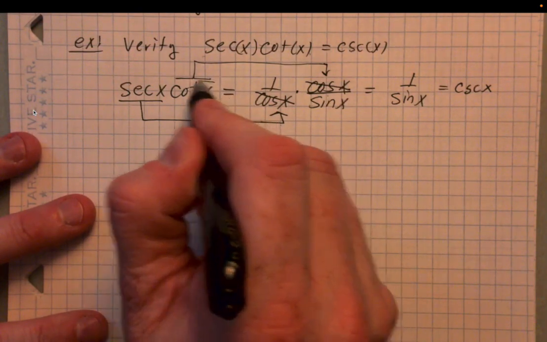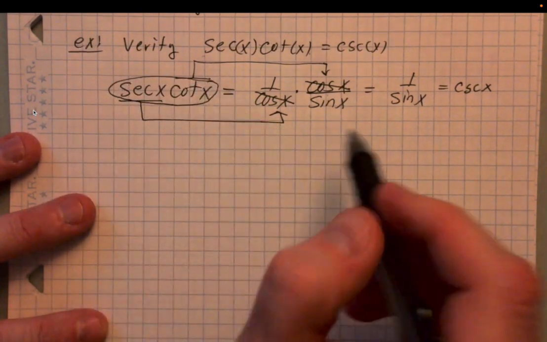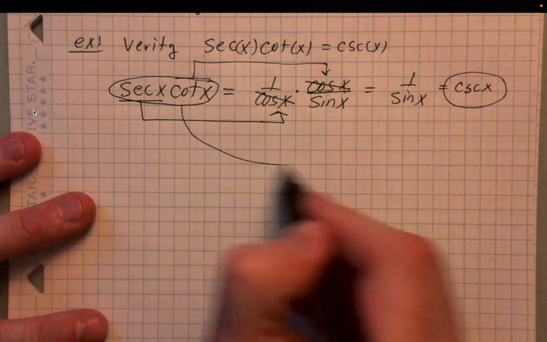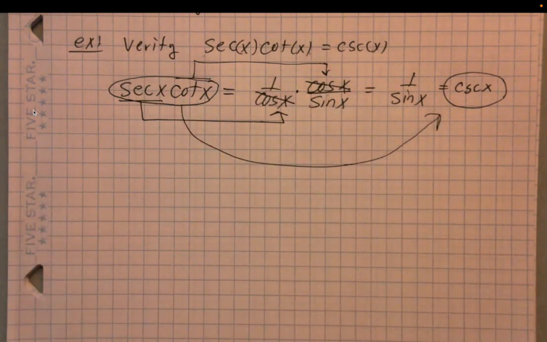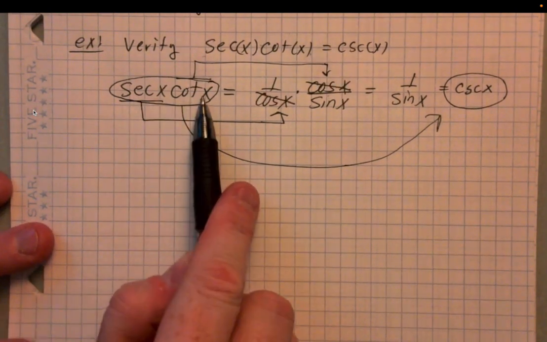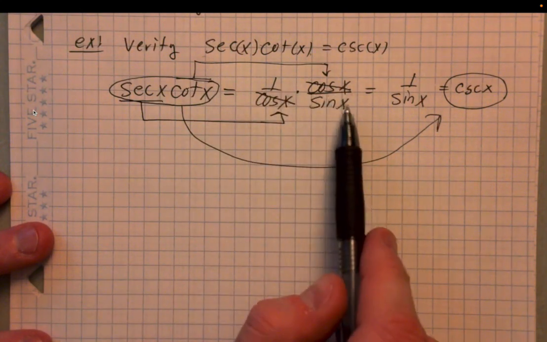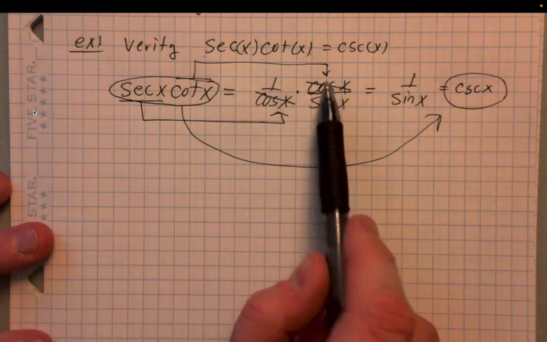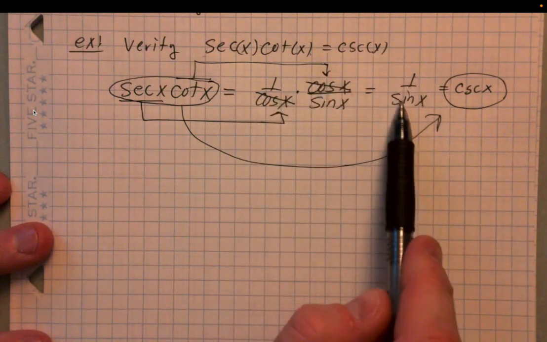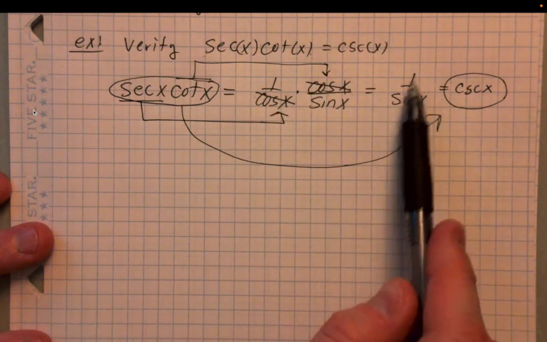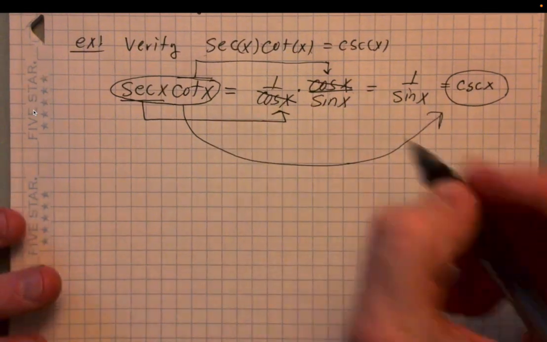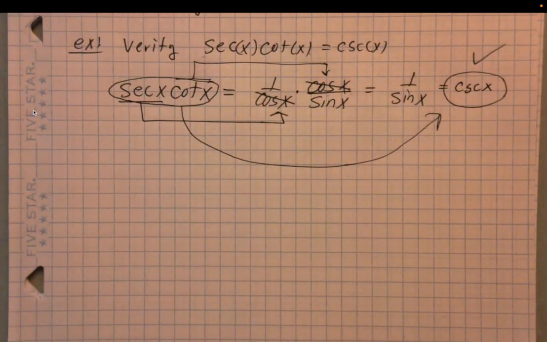This is a great example of just starting with the left-hand side and using algebra and/or trigonometry, converting that into the right-hand side, right? So secant times cotangent equals 1 over cos times cos over sine, which, just using basic algebra, is equal to 1 over sine. Then using this trig identity, 1 over sine is equal to cosecant. Once we've done that, we can see that indeed this trig identity is true, and that's what we mean when we say to verify it.